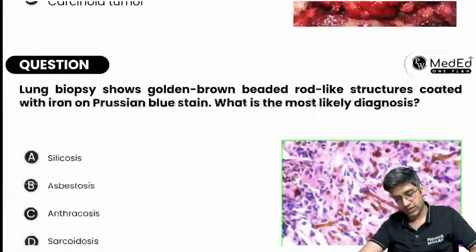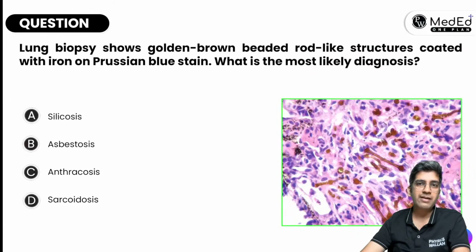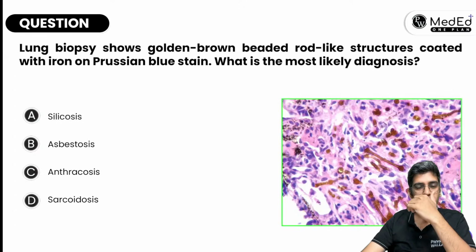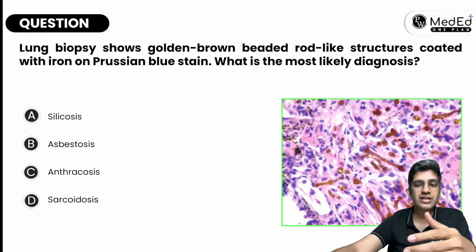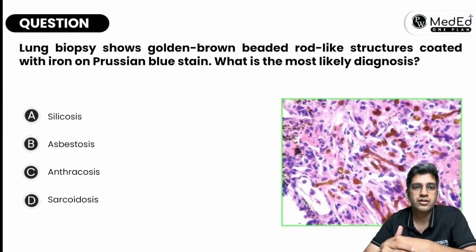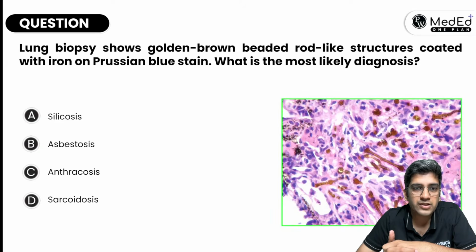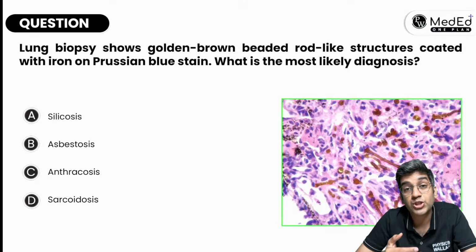Fine. Okay. Next question. I am sure you won't make mistakes in this, right? This is an image-based question. Classical image-based question. Because there's nothing there in the stem of the question. It's a lung biopsy showing a golden brown beaded rod-shaped structure, which is positive on Prussian blue.